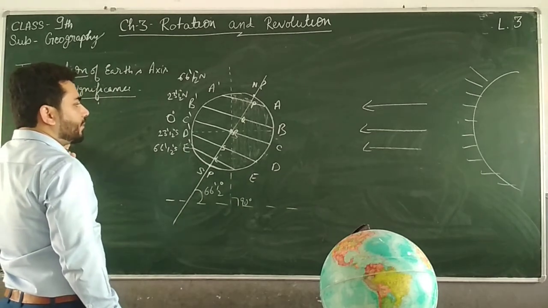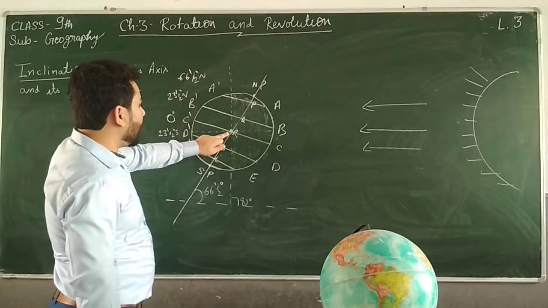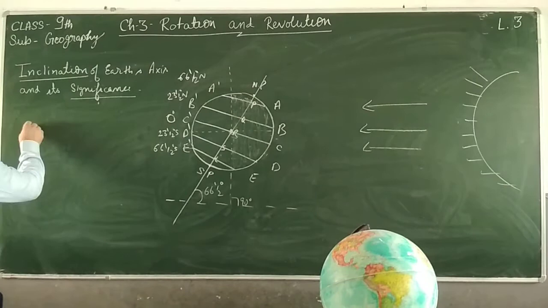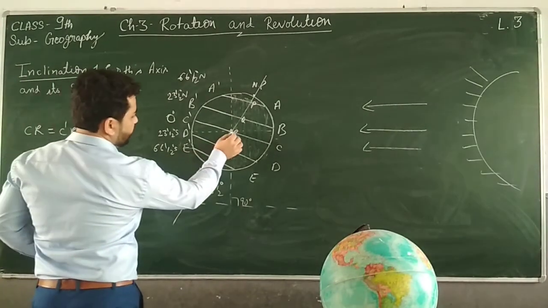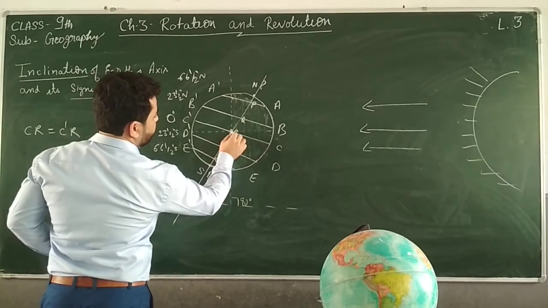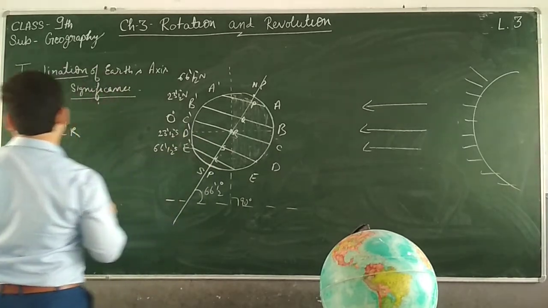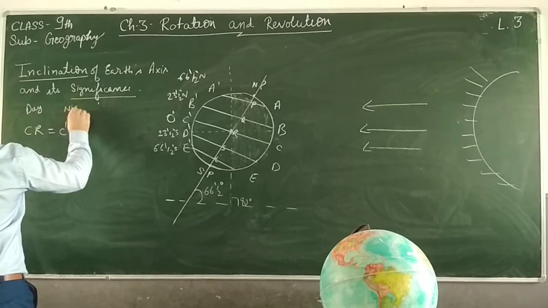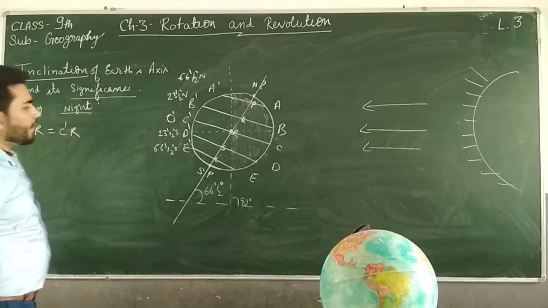So here mathematically we can prove that the places which are near the Equator or exactly on the Equator, like CR is equal to C dash R, as you can see here, this area is receiving sunlight. CR is equal to C dash R. So this is day and this is night. Clear? So at the Equator the days and nights are equal.